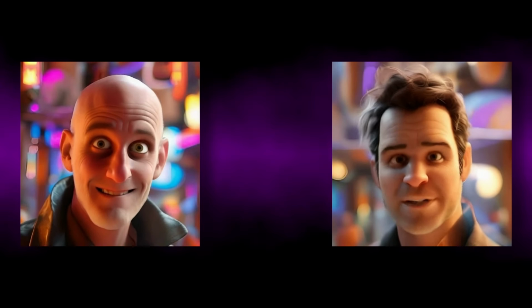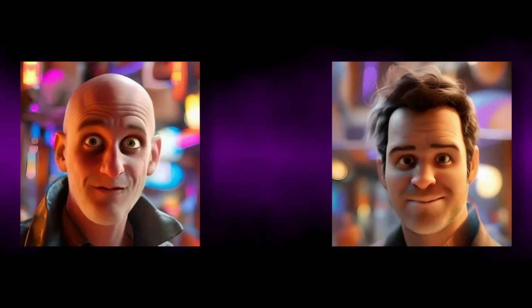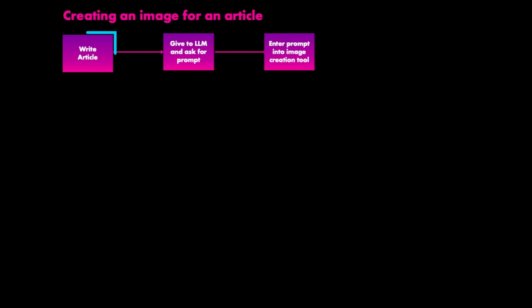Okay, John. So, you've got a process, have you? Yeah, well, fairly straightforward. My initial process is going to be write an article. I'll give it to a large language model and ask it for an image prompt. And then I'll give that prompt to an image creating tool, see what we get.